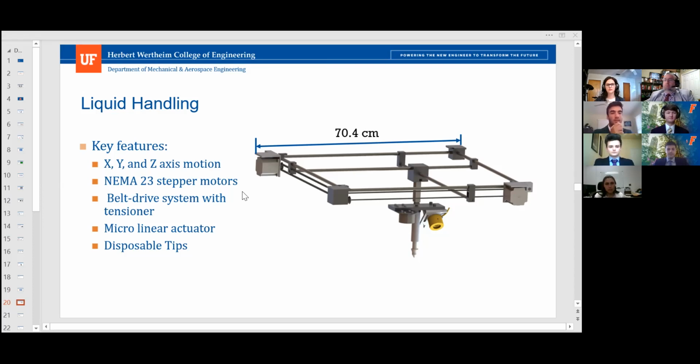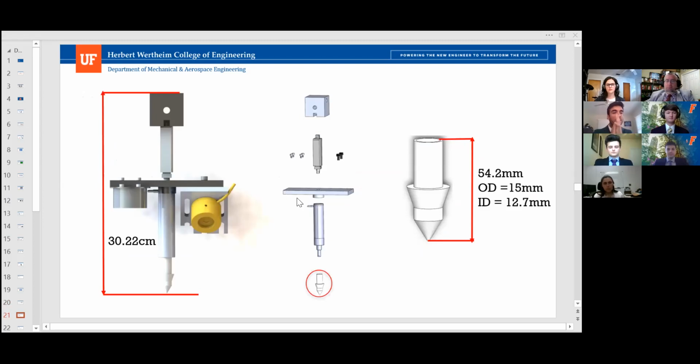Next slide, please. So here, this is a close-up and an exploded view of our pipette assembly. Our vertical motion was controlled using a microlinear actuator. Here it is shown in the retracted position, but it is capable of extending up to 100 centimeters as needed during use to reach individual wells. And we included disposable polypropylene tips to ensure that cross-contamination is minimized between individual wells, and to take care of waste using our pipette replacement system.